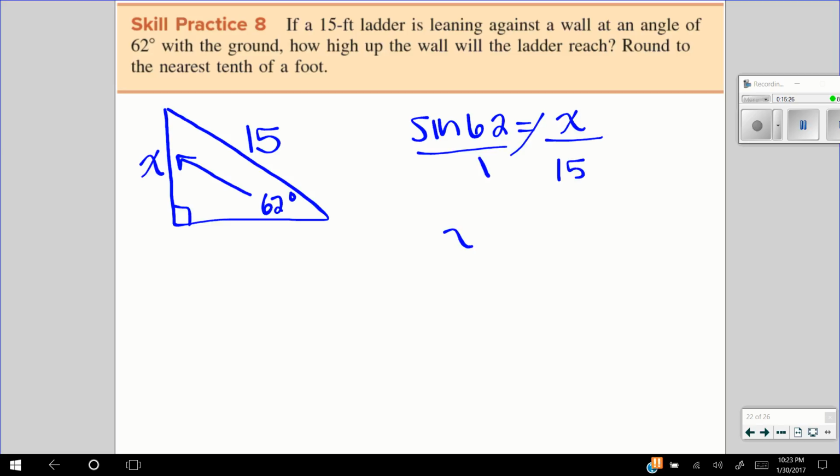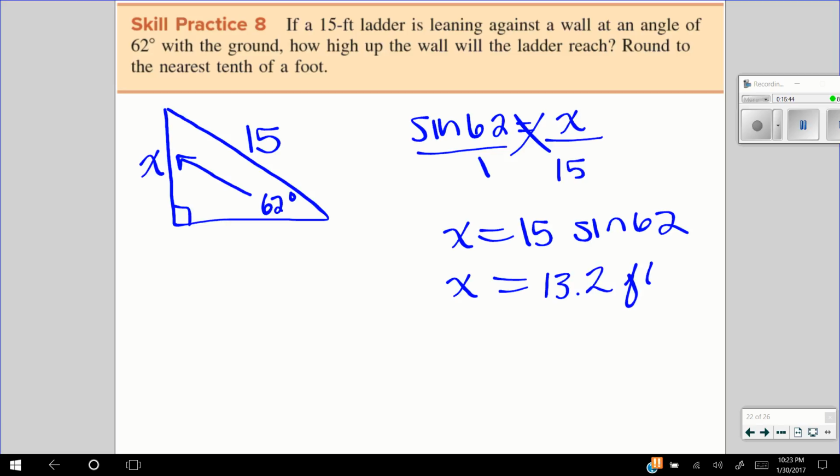1 times x is x. Sine, or 15 times the sine of 62. Again, we're still working in degrees here, you guys. So 15 times the sine of 62 is 13.2 feet. Okay?